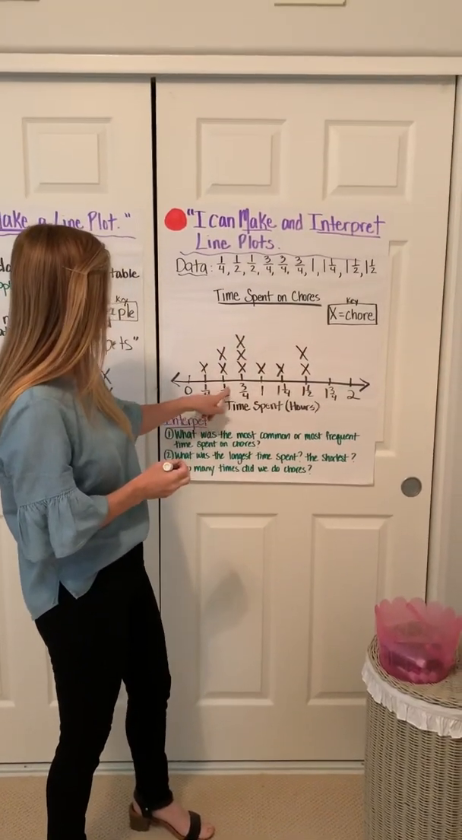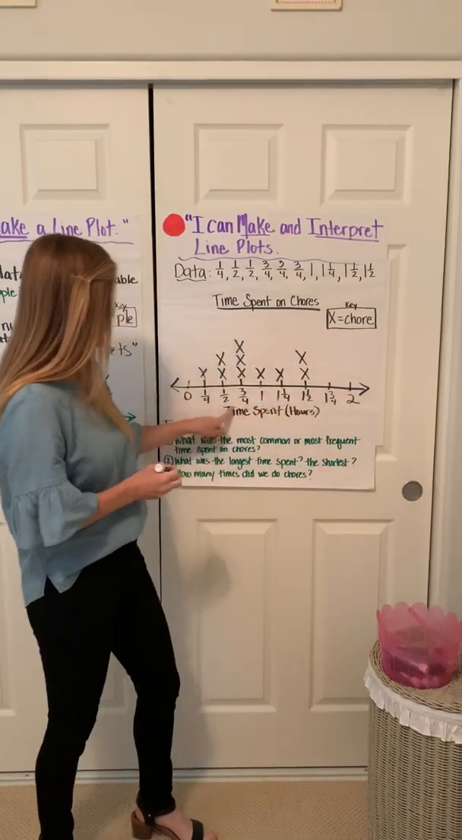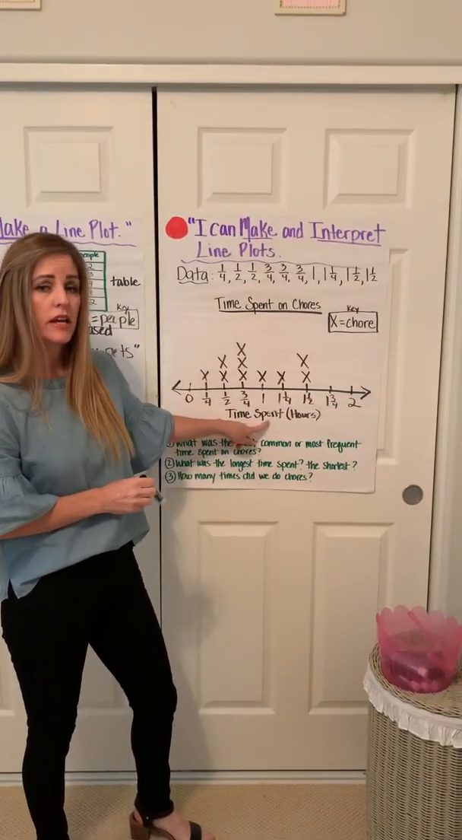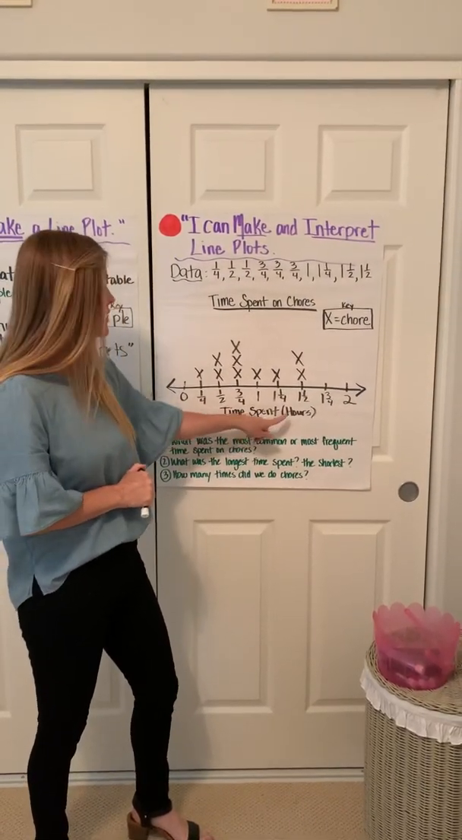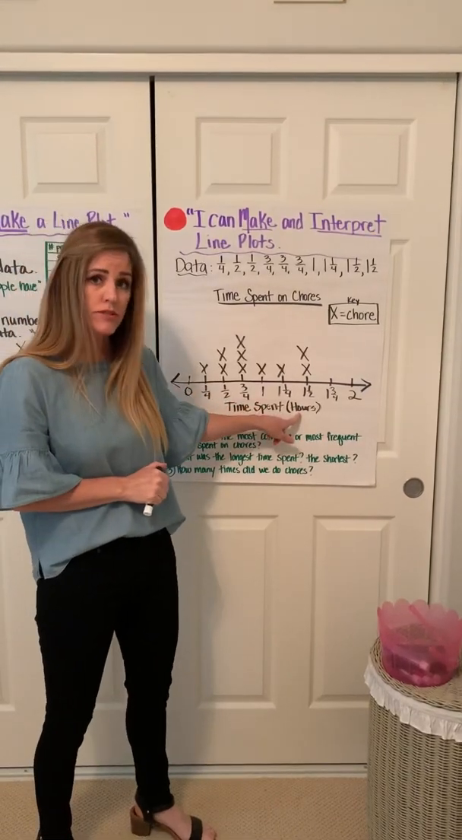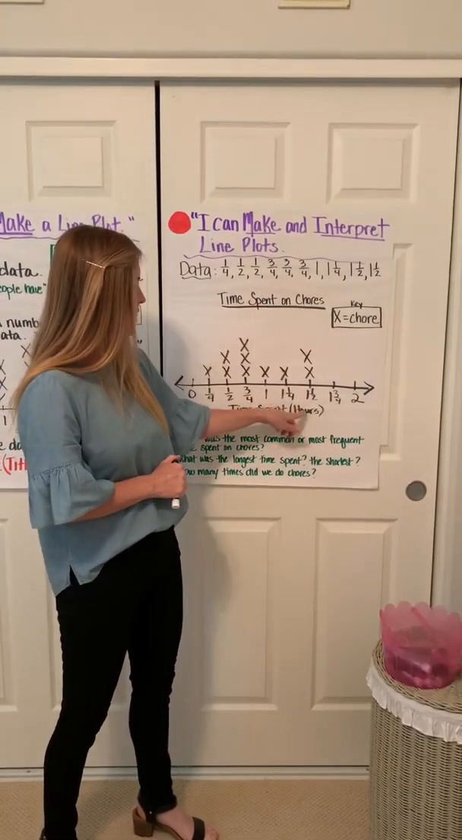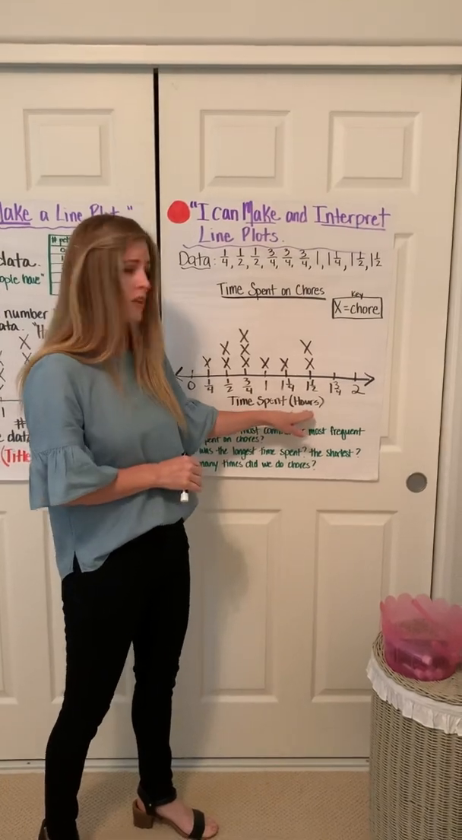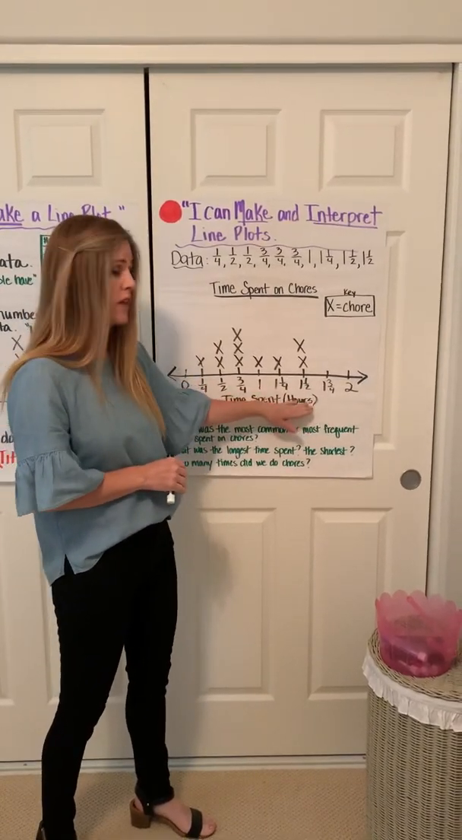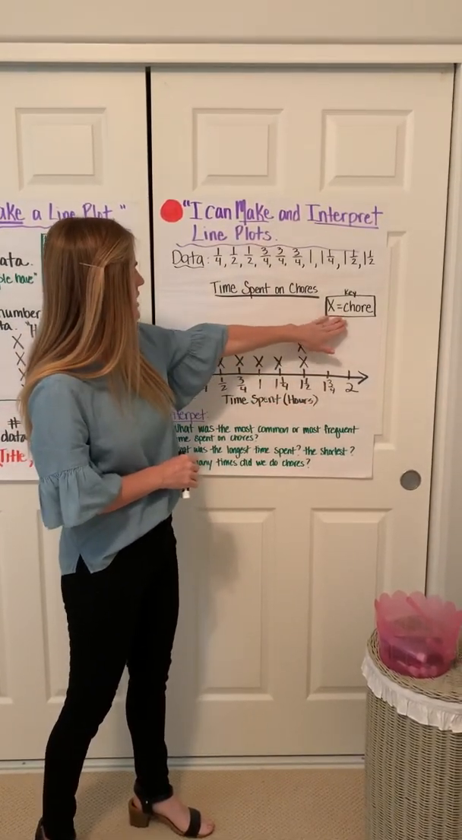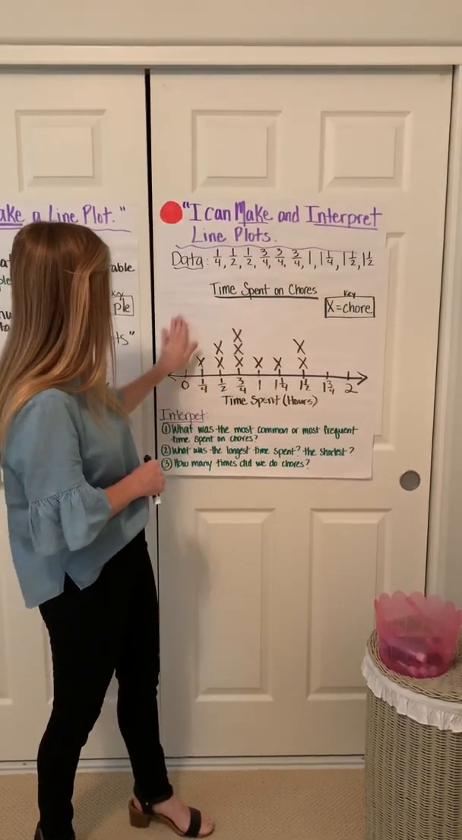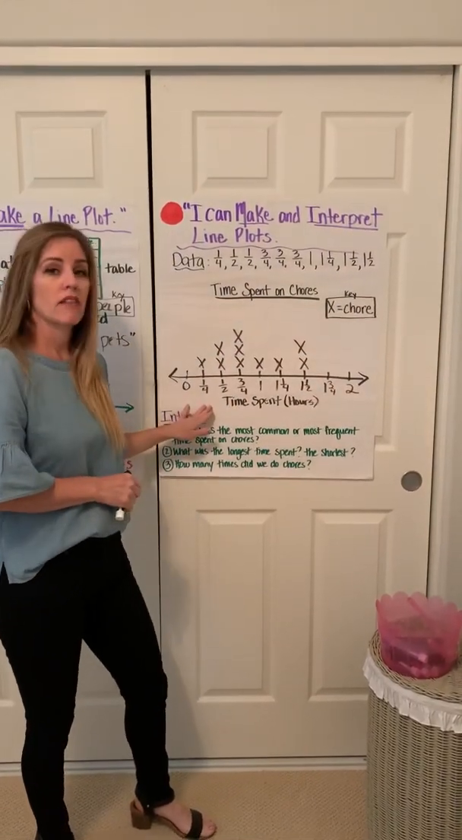I also have labeled what these fractions represent. They're the time spent on chores. If there's a unit that needs to be included, this was in terms of hours. If I was measuring something, it might be inches. So you always want to include whatever this is representing, the unit. And again, I have my key and I have my title. So I've completed making my line plot.